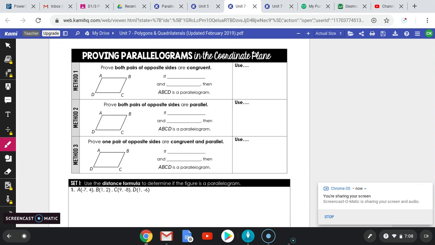So in other words, if we prove the distance from A to B is equal to the distance from D to C, and AD is equal to BC, then the figure's a parallelogram. Well, what do we use? Now think back to chapter 1. We use the distance formula. Remember, the distance formula is d equals the square root of subtracting the y's squared plus subtracting the x's squared.